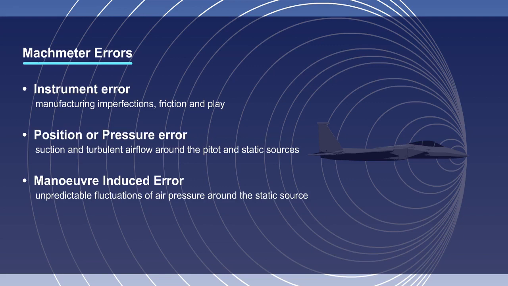The Machmeter does not suffer from density, temperature, or compressibility error because, firstly, density affects both the dynamic pressure and the static pressure equally and is therefore cancelled out. Secondly, temperature change alters the density of the air, and as we have just seen, density error has been cancelled out. Compressibility error does not apply because compressibility is a function of dynamic pressure divided by static pressure, and this is the ratio which the Machmeter displays as Mach number.